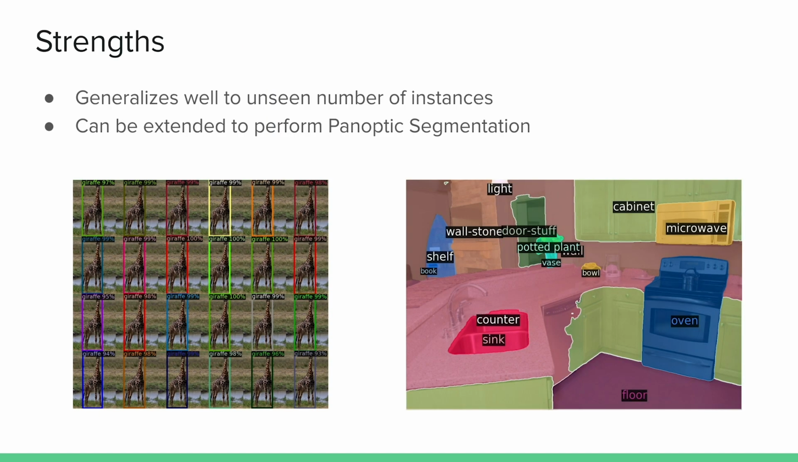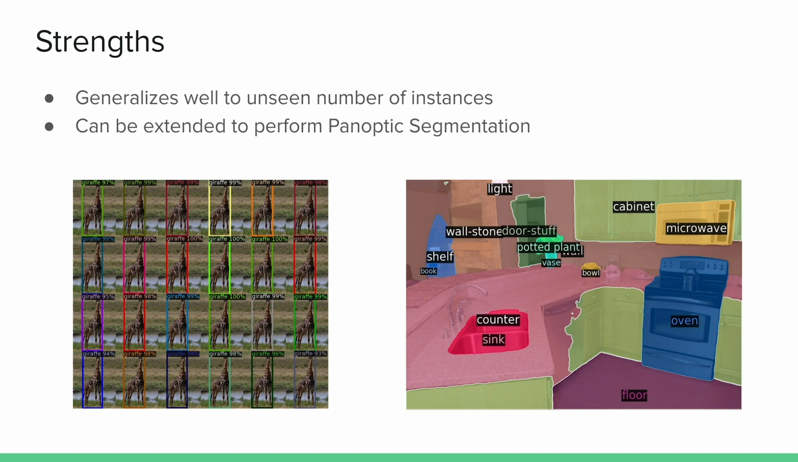Some of the strengths of this detection transformer is that it generalizes pretty well, even to an unseen number of instances. They had this nice visualization here where they just took one image and replicated it a bunch of times. Even though the network never saw such an image, it can generalize this and say, well, there are, I don't know, 24 giraffes in that image.